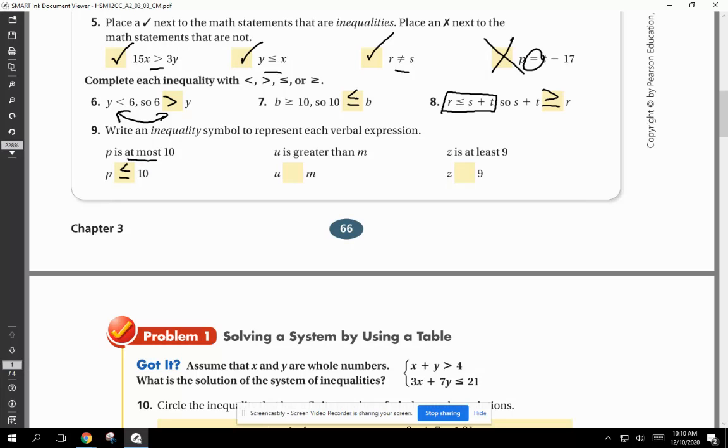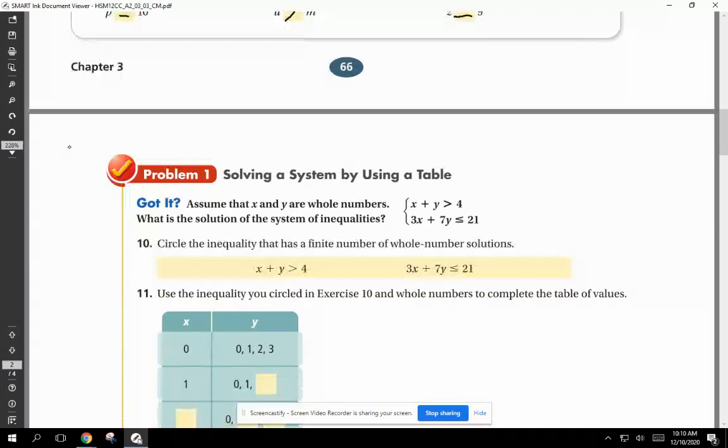U is greater than M. So U is greater than M. Z is at least 9. So at least, so it's actually Z is greater than or equal to 9. It's at least.